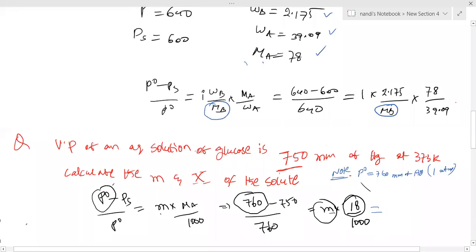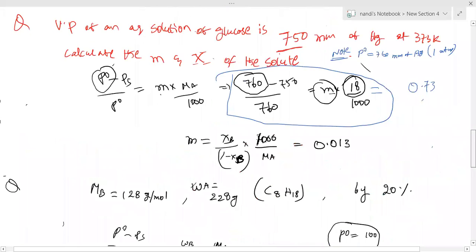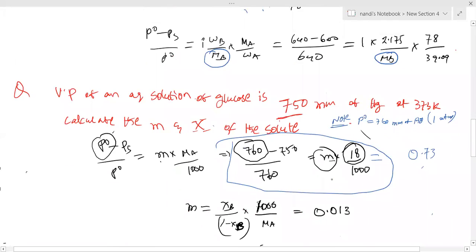In this case, except m, everything you know. You can check it here. That m is going to be 0.73. Now you know the relation between molality and mole fraction. This is the relationship between molality and mole fraction. m you know, XB you don't know: m equals XB by (1 minus XB), taken into 1000 by MA.